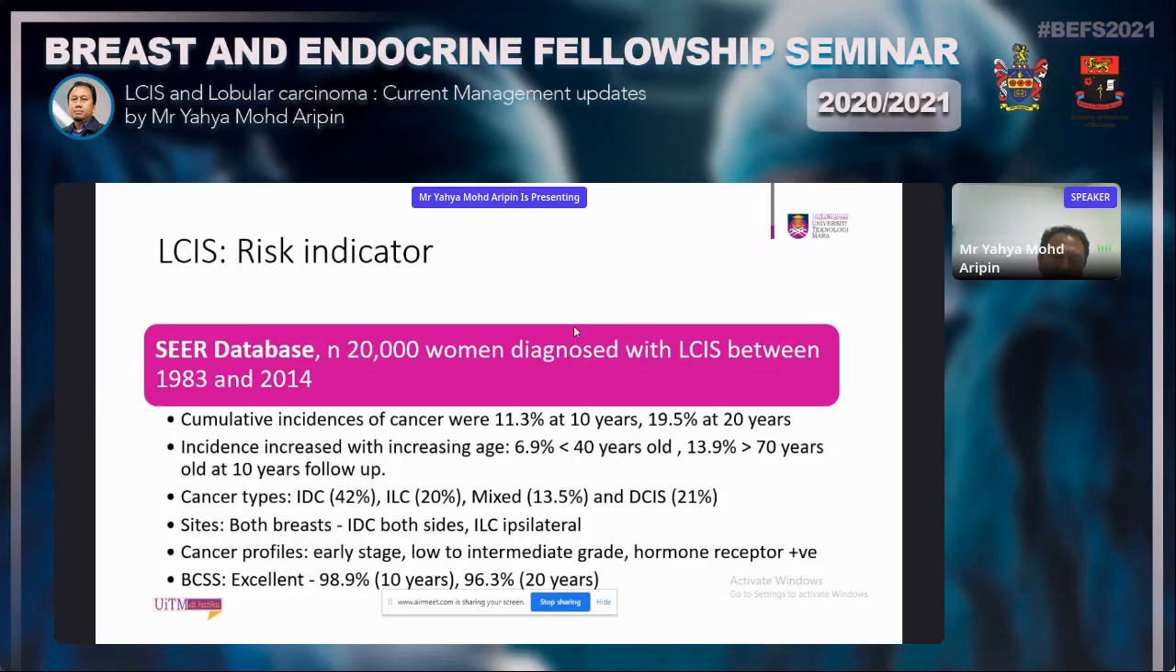The invasive cancer also shows a favorable cancer profile. It is early stage, low to intermediate grade, and hormone receptor positive. The breast cancer specific survival tends to be excellent. 98.9% of the patients still survive after 10 years, and 96.3% survive after 20 years.